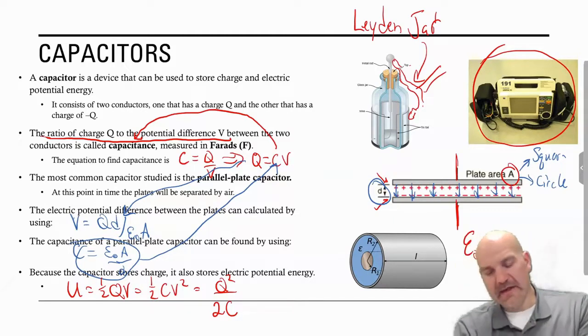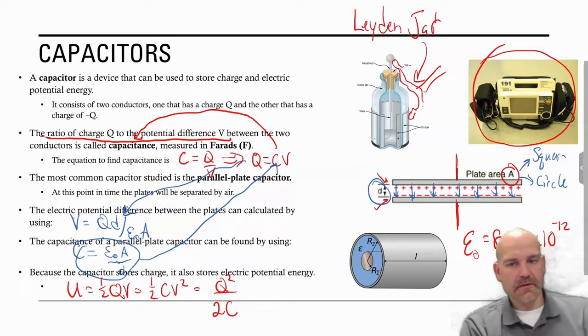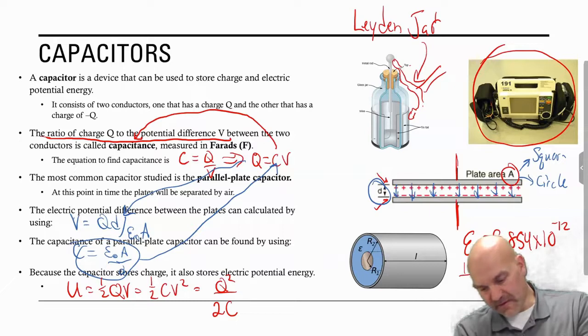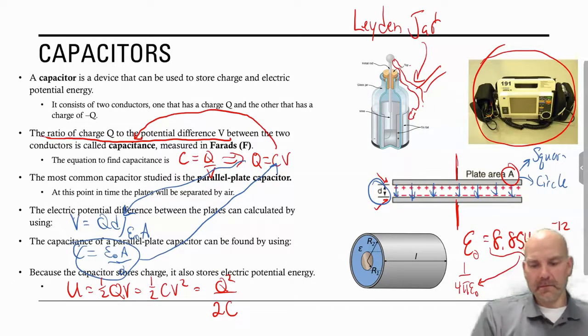And epsilon naught is the vacuum permittivity, and it has a value of 8.854 times 10 to the negative 12, okay? And so that K value is 1 over 4 pi epsilon naught, where we would take this number, plug it in there, and that's how you get that 9 times 10 to the ninth.